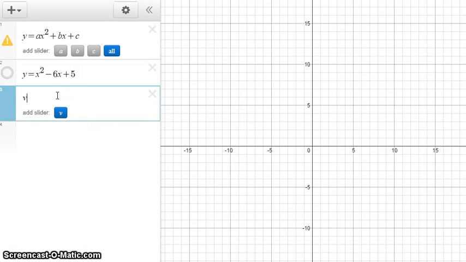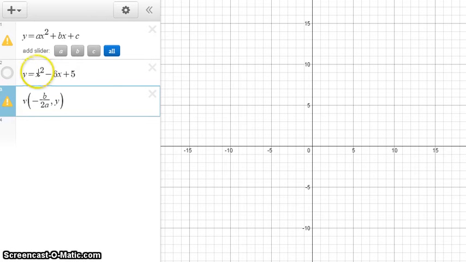I'm going to use V as my vertex, and it's going to be a point. Since it's a point, I must have x and y. If I want to find the x coordinate, I'm always going to start with finding the x coordinate of my vertex. To find the x coordinate of my vertex, this is the formula: -b over 2a.